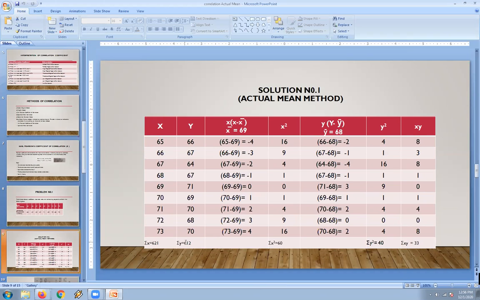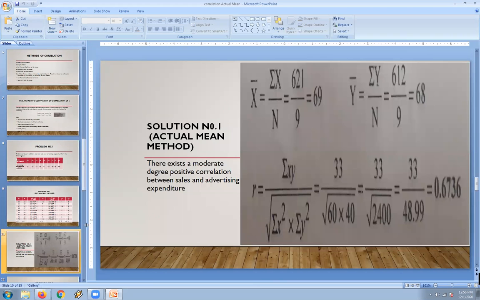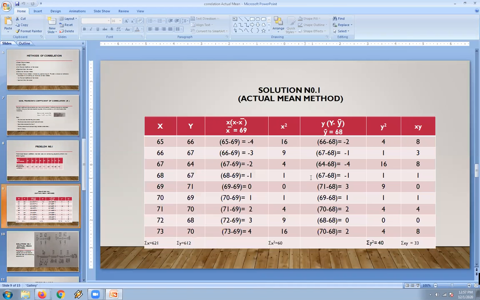Then we need to calculate x mean and y mean. Here x mean equals sigma x by n, that is 621 divided by 9. The value of x mean is 69, and y mean is sigma y divided by n, that is 612 divided by the number of items, 9, which is 68. So this has been considered for the deviation columns.